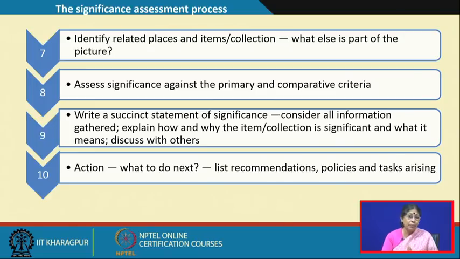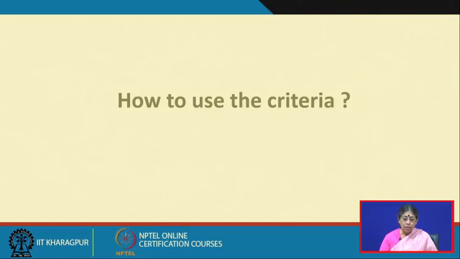But I must also mention at this stage that the statement of significance is not just an inventory, and there is a difference between these two. So we have to know how to use the criteria. We have seen the statement of significance, and we have summarized that, and then we have to understand how to use the criteria for the implementation and action stages.